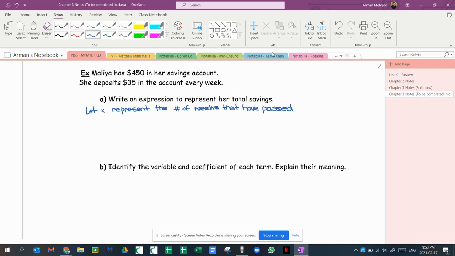weeks, or 50 weeks. So we know that she starts off with $450, and then every single week, which is X, she's going to put in another $35. So that is her savings in any given week. As long as I know what week we're talking about, I can find how much she will have saved in that week. So there's my expression.